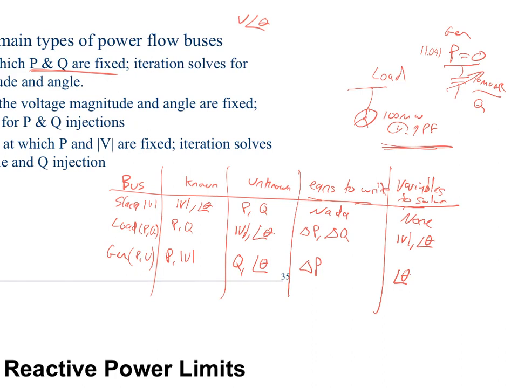So don't get confused or focus on the names of the buses. Just because you see a capacitor does not necessarily make it a load. Just because you see a generator does not make it a generator bus. Look at what is known, what is specified at that location. Even if you have to dig a little bit to get P equals 0, because that wasn't obvious there.